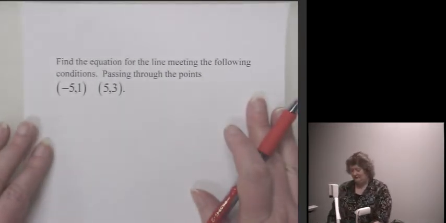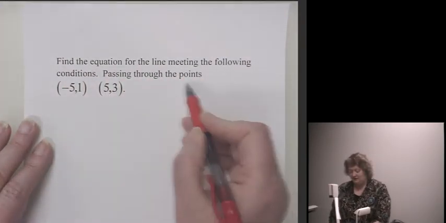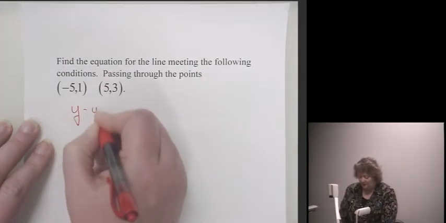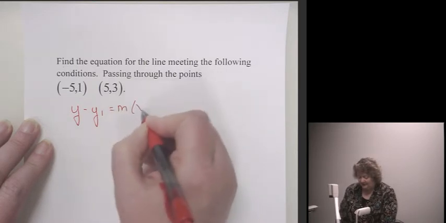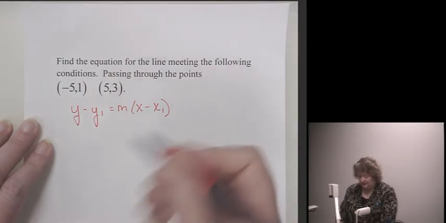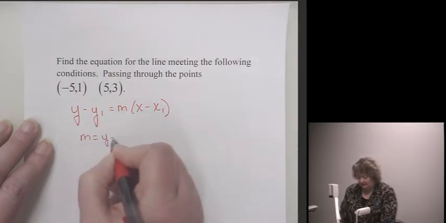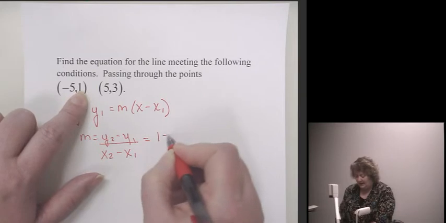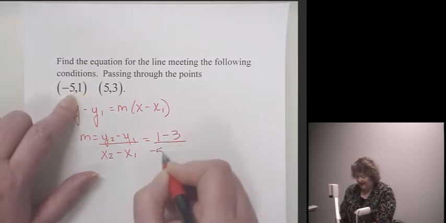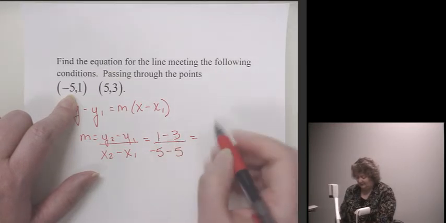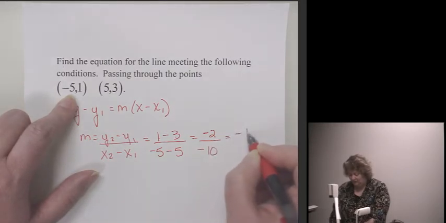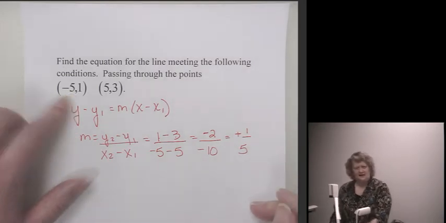Okay, let's look at our last example here. Hopefully we'll end on a good note. Find the equation meeting the following conditions, passing through the points negative 5, 1 and 5, 3. Again, because we're using our formula, first thing we have to do is to find slope. Slope is subtract the y's, subtract the x's: 1 minus 3 over negative 5 minus 5. 1 minus 3 is negative 2 over negative 10 equals positive 1/5. See, I'm still having sign issues today.